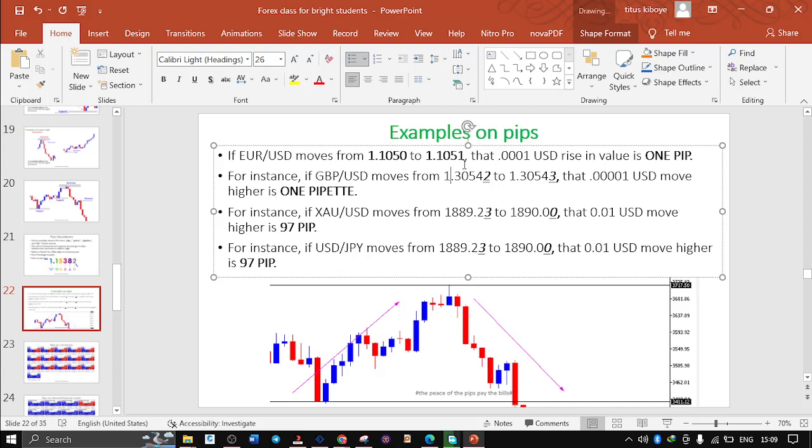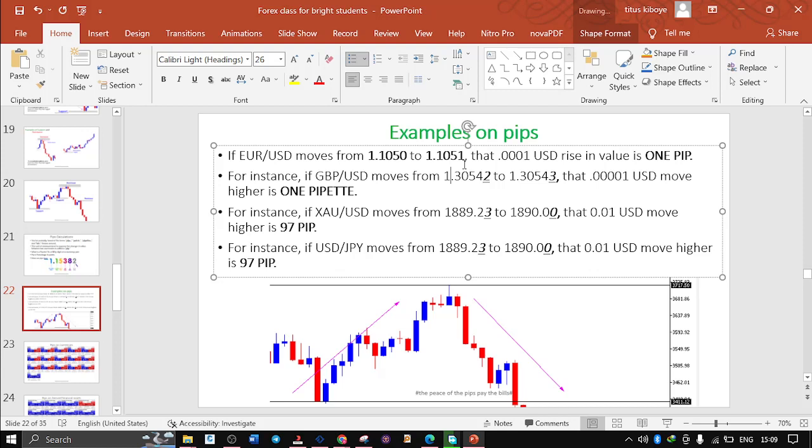Yes. Now for the next example, for instance, if GBP USD moves from that value to the next value, it means it has moved higher by 1 pipet. Making sense? Because a pipet is the fifth digit after the decimal, and a pip is the fourth. Yes. Okay, we continue.